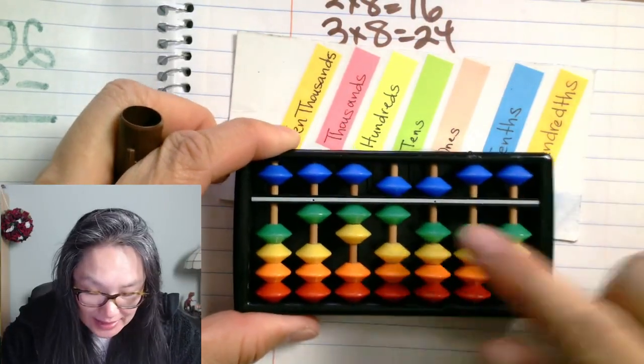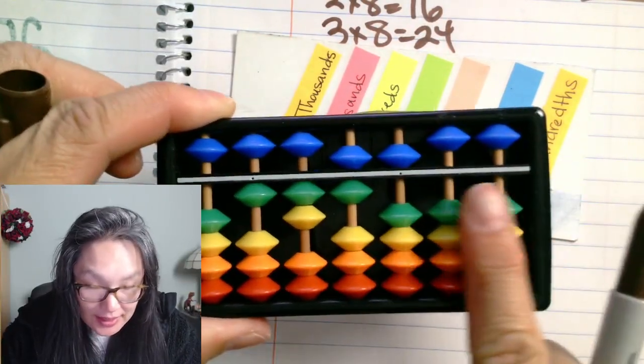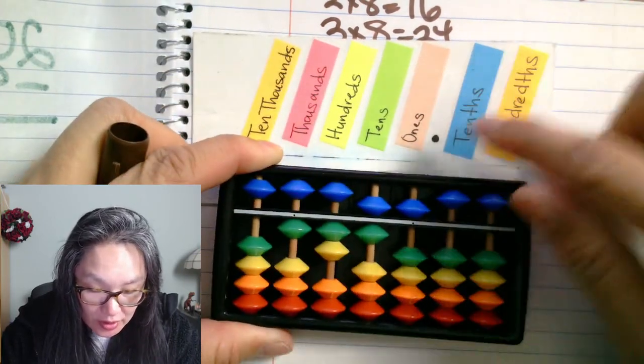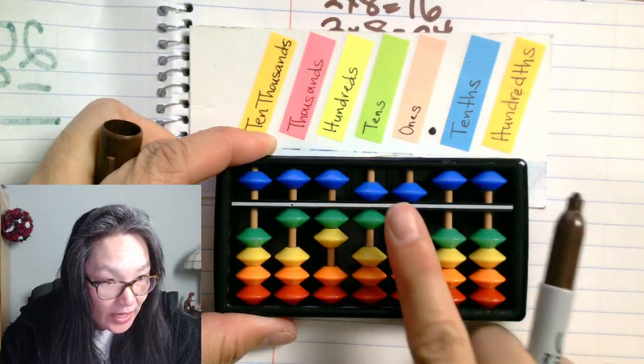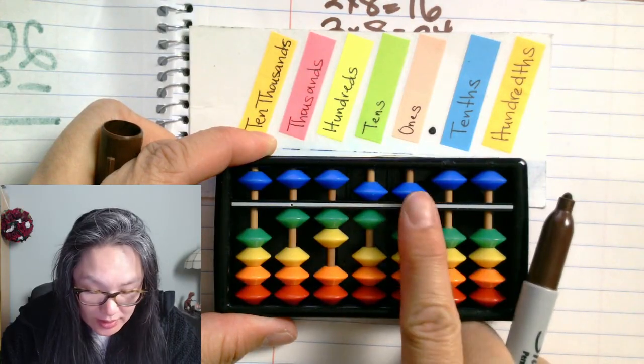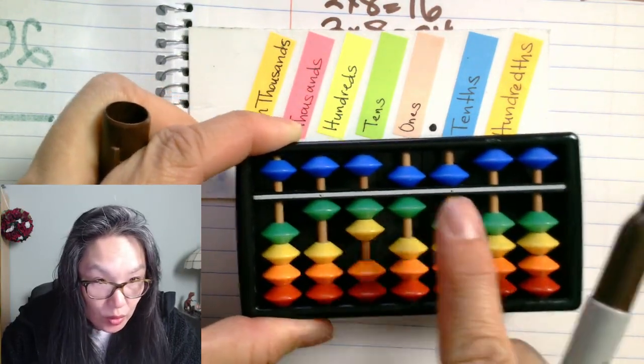But see, that's the thing. This is our ones. This is our decimals. Just as our decimal here, this would be our tenths and our hundredths. So anything after the ones, you could choose this one or you could choose this one.